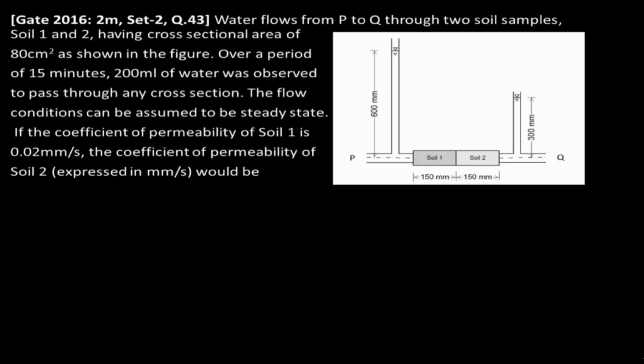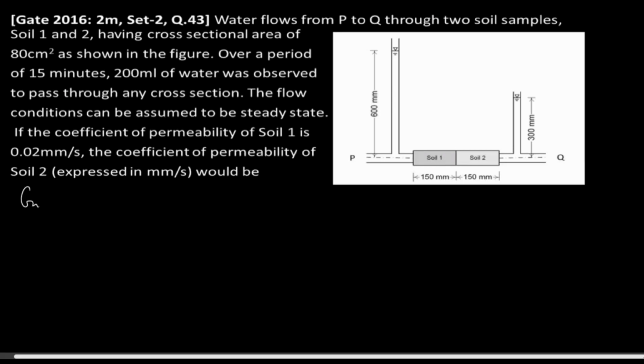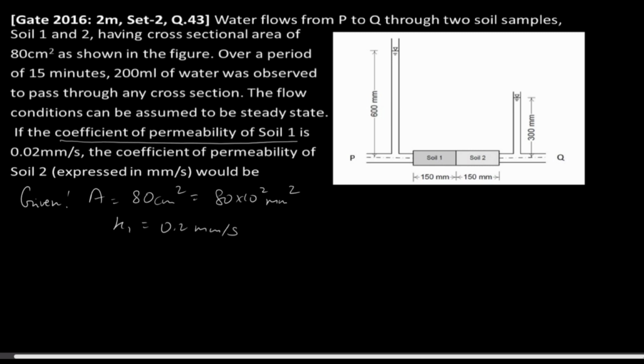In this question, let us write down the given data. So they have given the area of the soil sample as 80 centimeter square, which is 80 into 10 to the power 2 mm square. And they have given us the coefficient of permeability of soil 1, that is K1 is equal to 0.2 mm per second, and they have asked us to find out the K2.